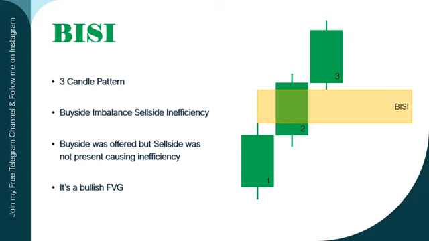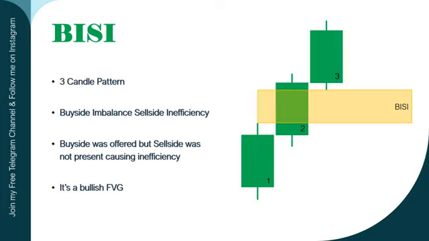All right, so the first type of fair value gap that we can talk about is a BC, which is just a buy side imbalance, sell side inefficiency. So this is a three candle pattern. The only requirement that you need with these three candles is that this first candle's high should not touch the third candle's low here.